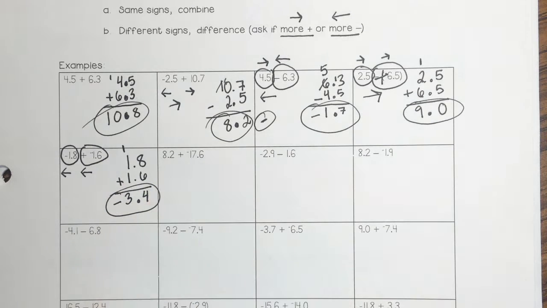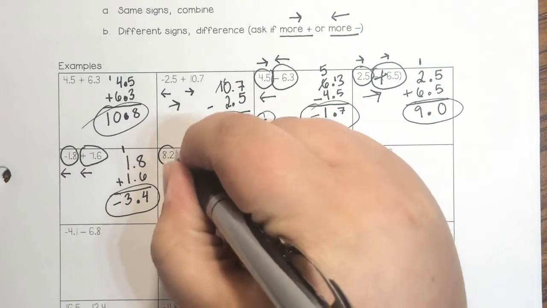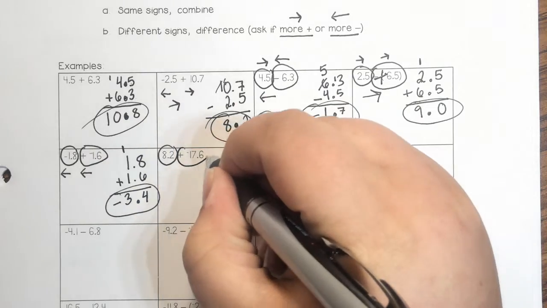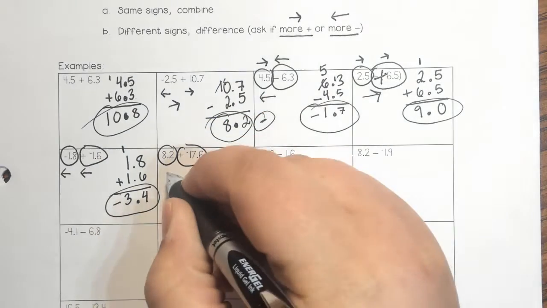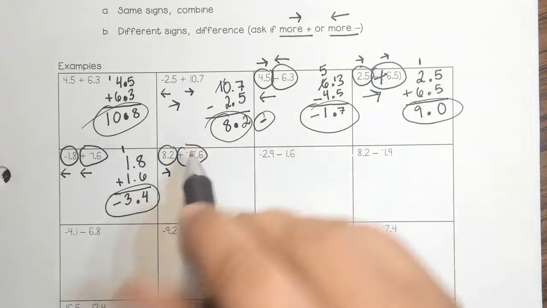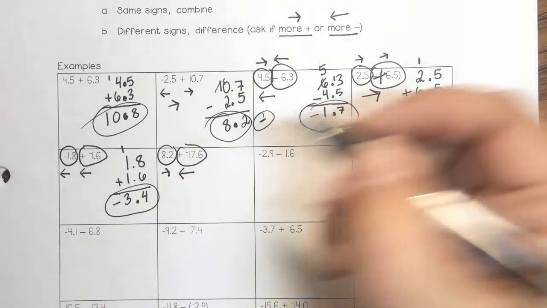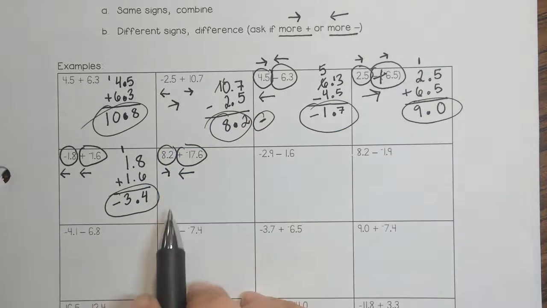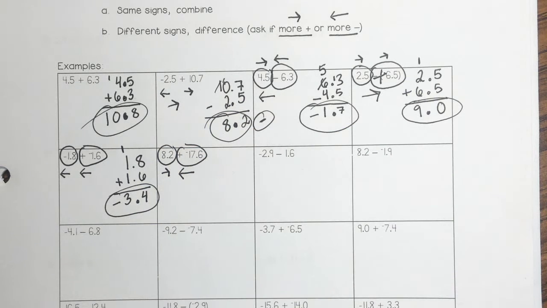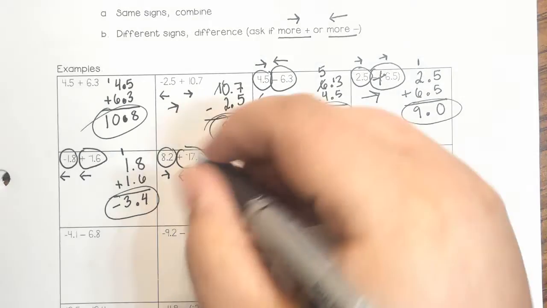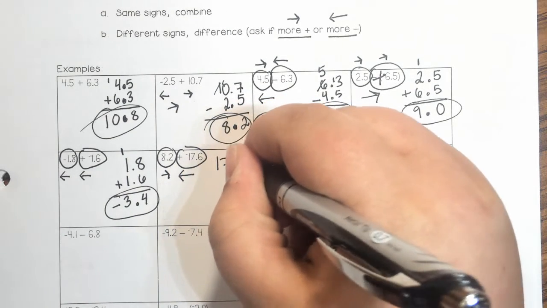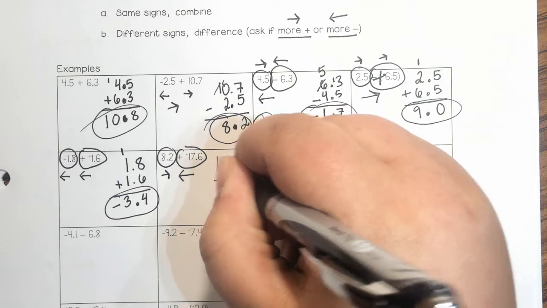Okay, now we've got 8.2 plus negative 17.6. I've got 8.2 and then plus negative 17.6. 8.2 goes to the right of 0, plus a negative really just means negative, so this is to the left of 0. So these arrows are going in different directions, so we want to find the difference, which you guys know means to minus. So we're going to have 17.6 minus 8.2.